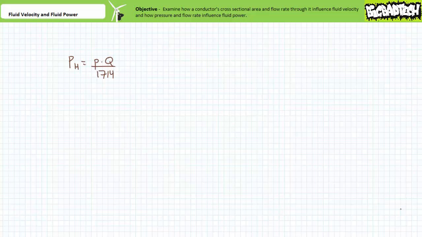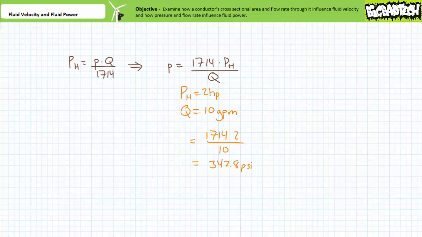Allow me to demonstrate. Given a constant 2 horsepower system producing 10 gallons per minute of flow, determine the pressure. An algebraic rearrangement of our hydraulic power formula suggests that pressure equals 1714 times hydraulic power divided by flow rate. Substituting in the given values yields a pressure of approximately 342.8 psi.